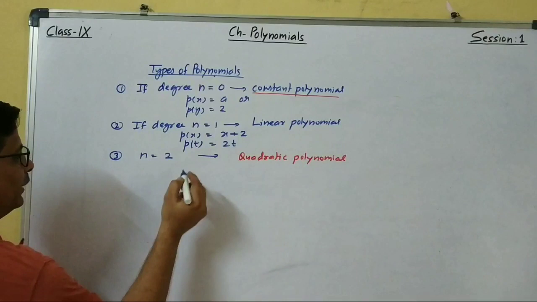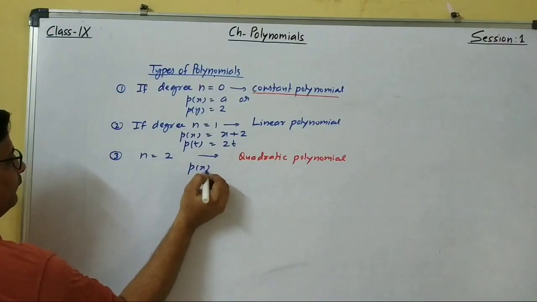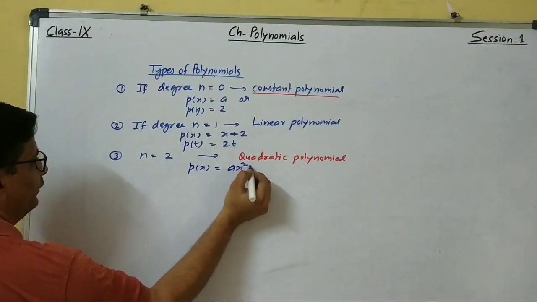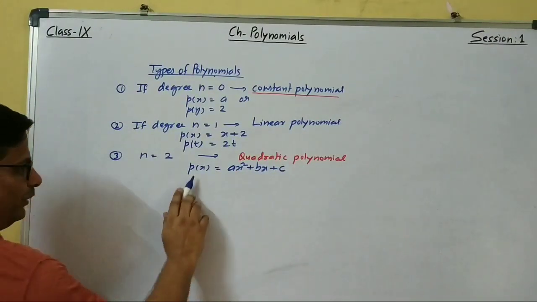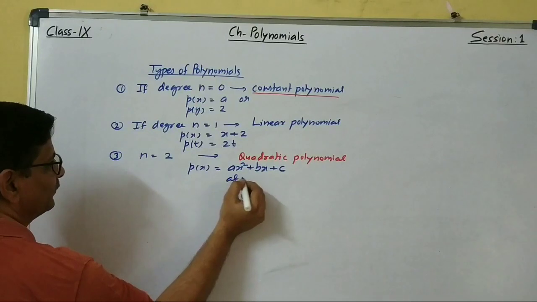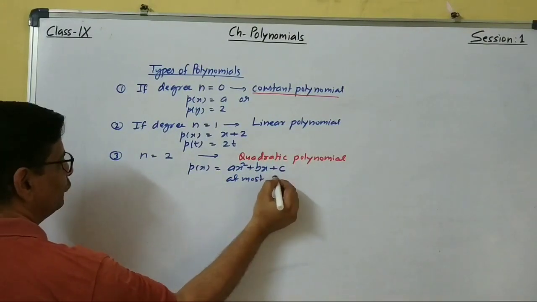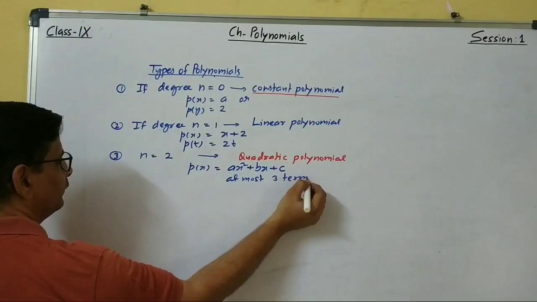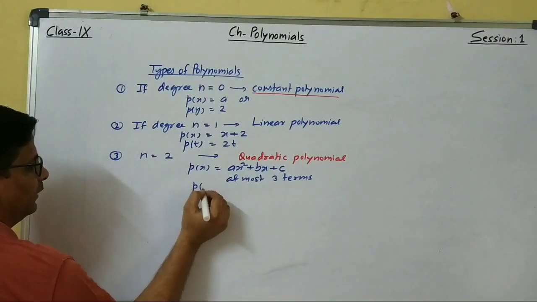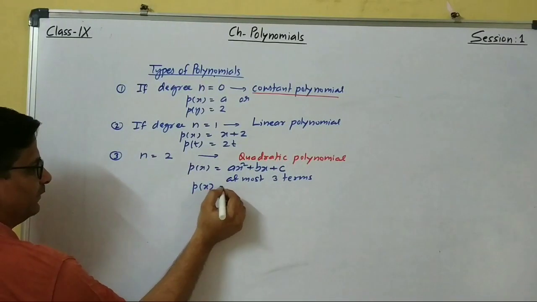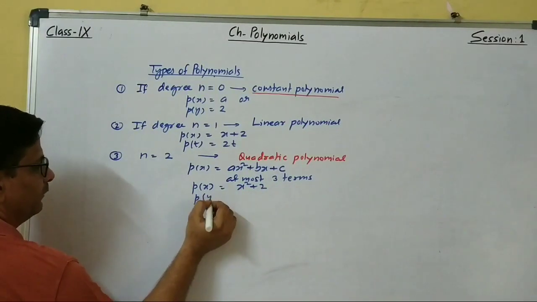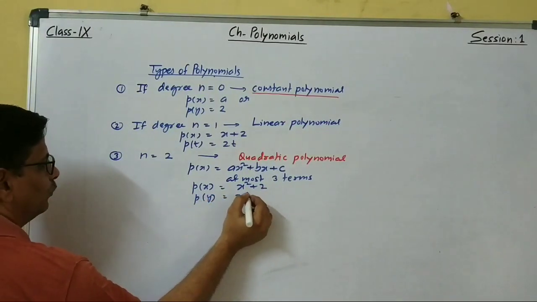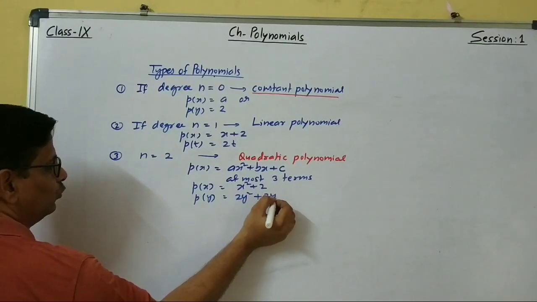The standard form of quadratic polynomial is like that. P(x) is equal to ax square plus bx plus c. So it can have at most 3 terms. We can write a polynomial like that, P(x) is equal to x square plus 2, or like this, P(y) is equal to 2y square plus 2y.